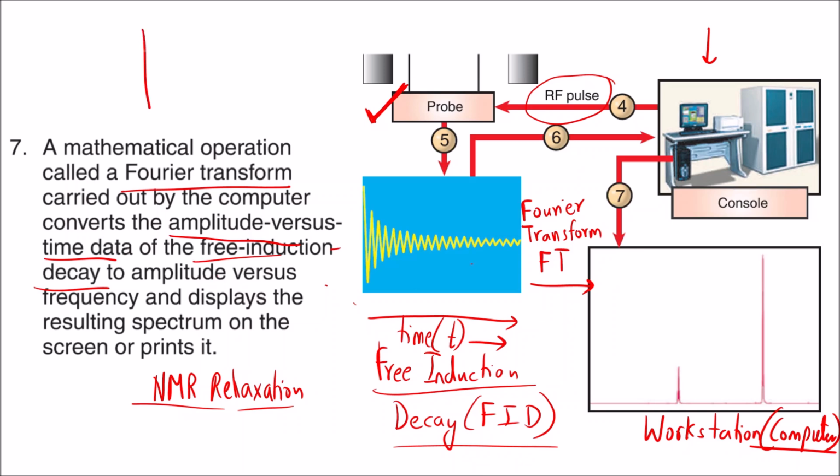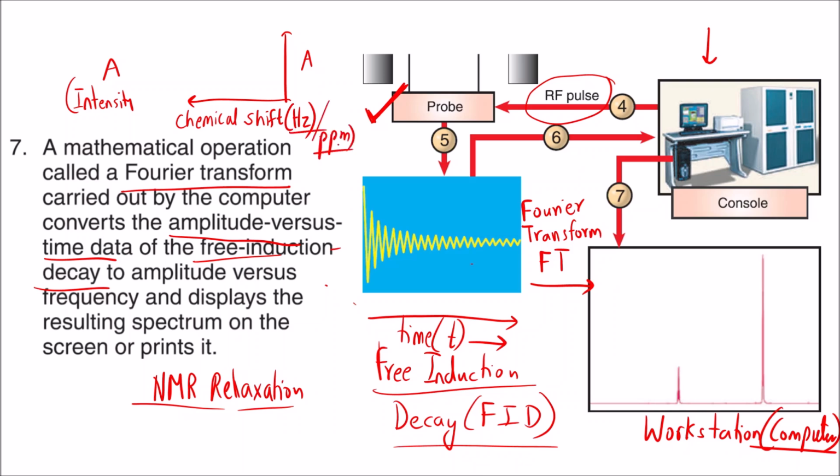What is the NMR spectrum? It is a plot of amplitude or intensity versus the chemical shift, or the frequency, the unit of which is hertz.